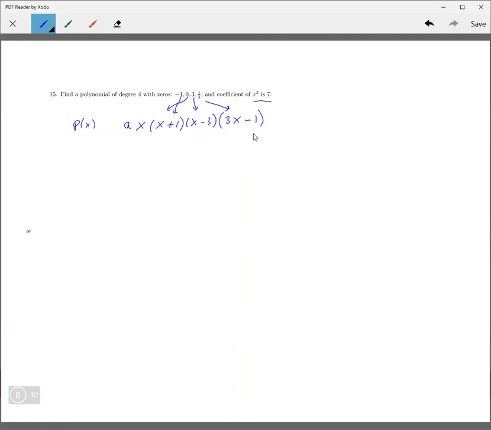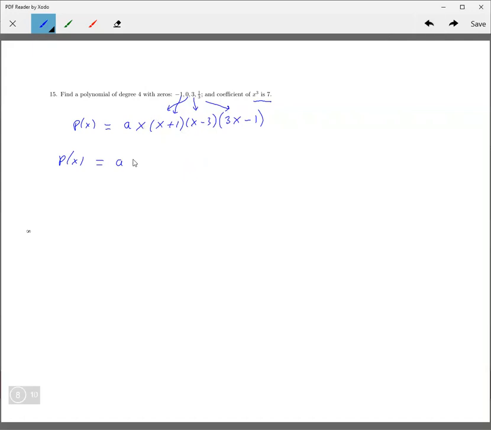So we're gonna have to expand this out. Ouch. And to find out what value of a will make the coefficient of x cubed 7, let's see here. Let's multiply these two together first. So this is 3x squared. Actually, you know what? Let's do this.